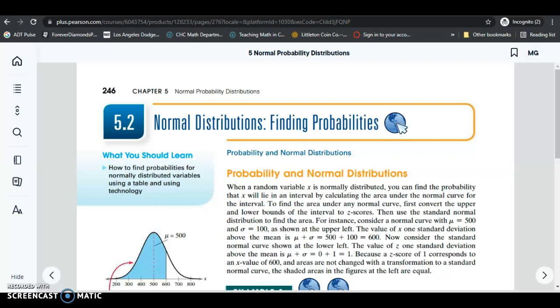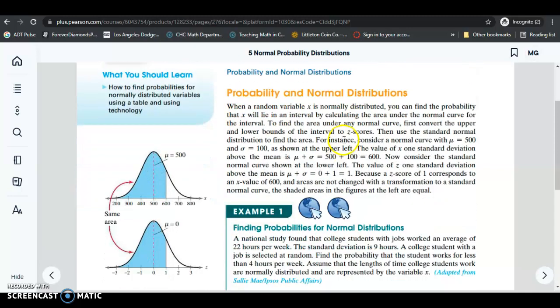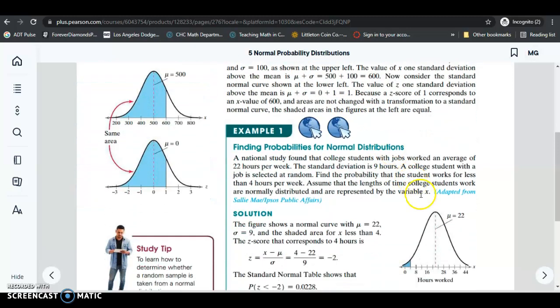Hello students and welcome. In this video we're going to do some examples from section 5.2 on finding probabilities from the normal distribution. If you look at the examples in the book, what they do is they first standardize the given distribution by using the z-score formula. So this is the z-score formula.